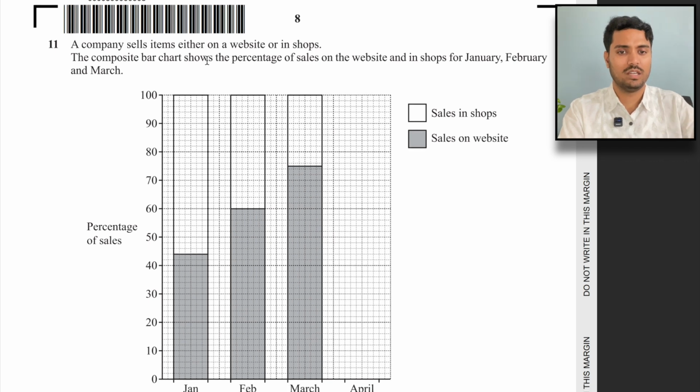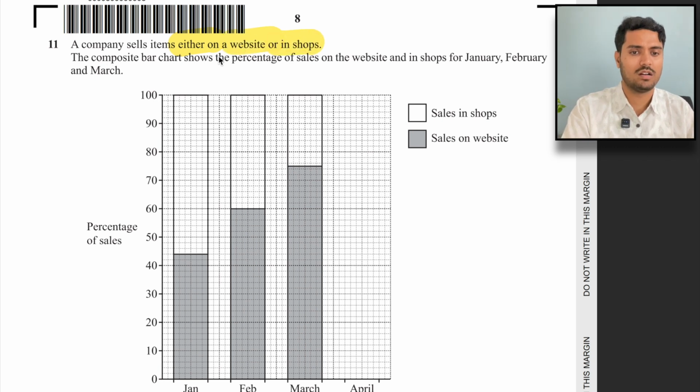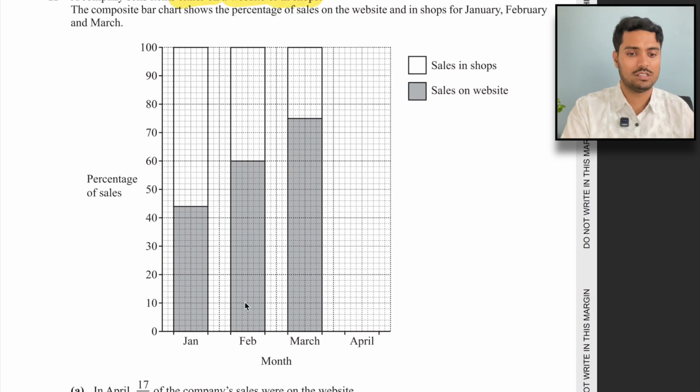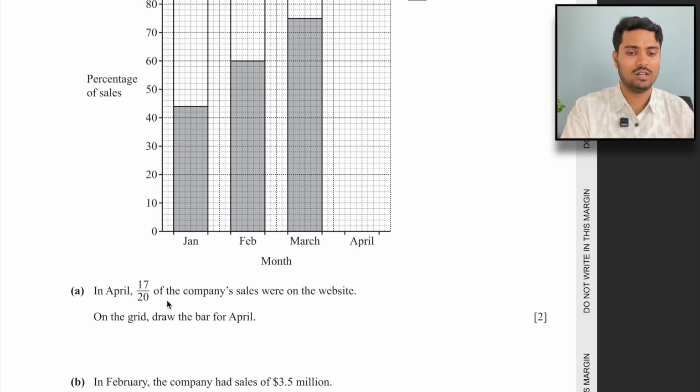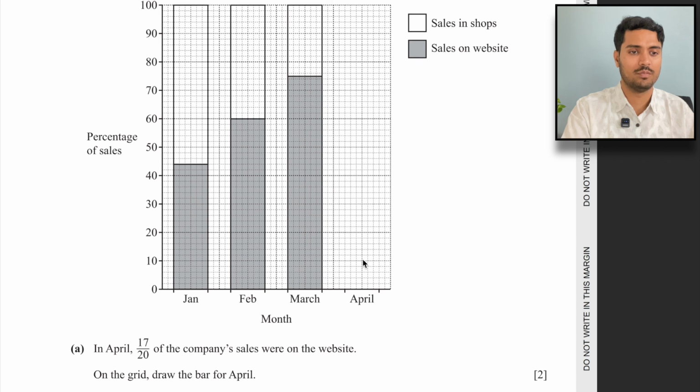Question number 11. It says a company sells either on a website or a shop. The composite bar chart shows the percentage of sales on the website and in the shops for January, February and March. So this is the sales for January, Feb and March. The shaded part is sales on website and the unshaded part is sales in shops. Now in part A, it says in April 17 by 20 of the company sales were on the website. On the grid, draw the bar for April.